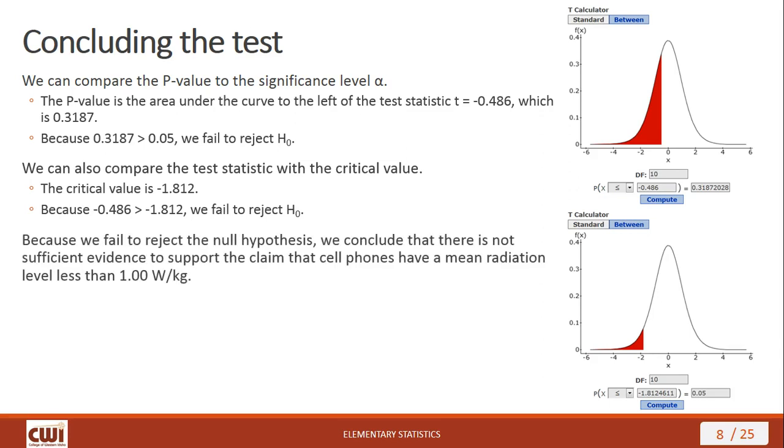Now, because we're failing to reject the null hypothesis, we conclude there is not sufficient evidence. And we're going to say that it's not sufficient evidence to support the claim because we have a one-tailed test. So there is not sufficient evidence to support the claim that cell phones have a mean radiation level less than 1 watt per kilogram.